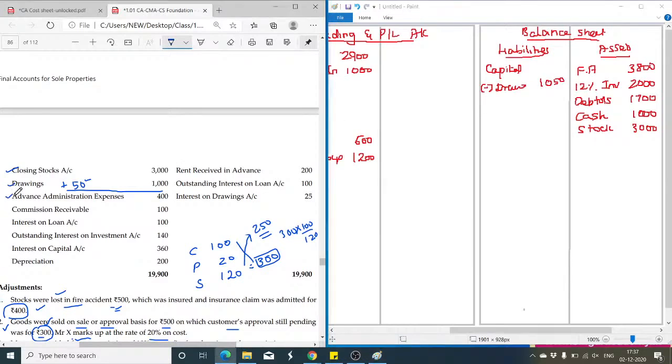Advance administration expenses. Whenever the nominal account has some prefix or suffix, it becomes a representative personal account.